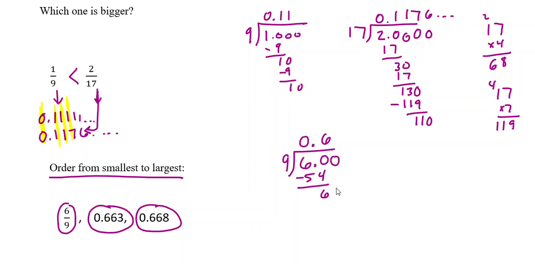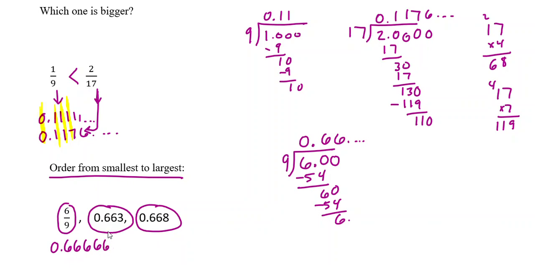And then we can add another 0. And 9 goes into 60 6 times. 6 times 9 is 54. Subtract, we get another 6. And so we can see that we're just going to keep getting 6s. So 6/9 is 0.66666. Okay, you get the idea.